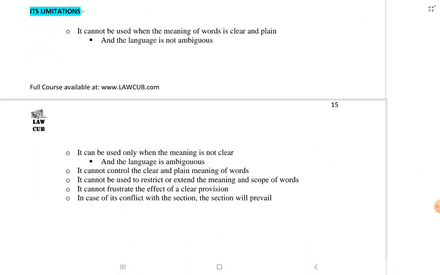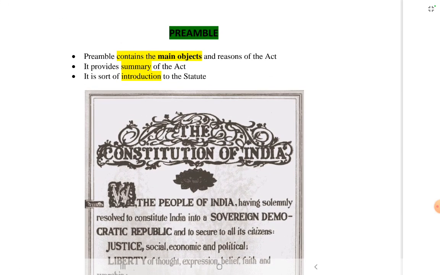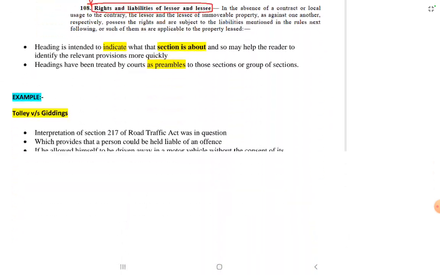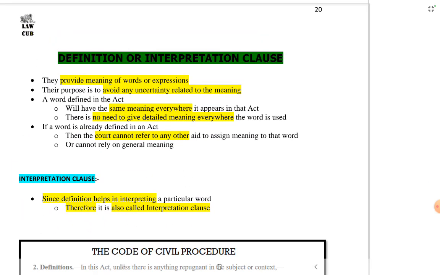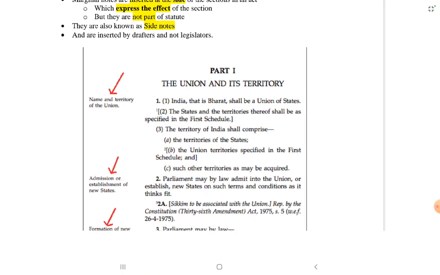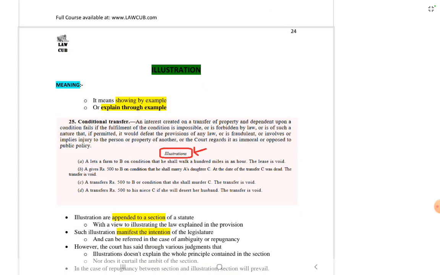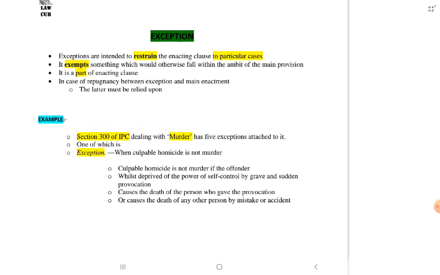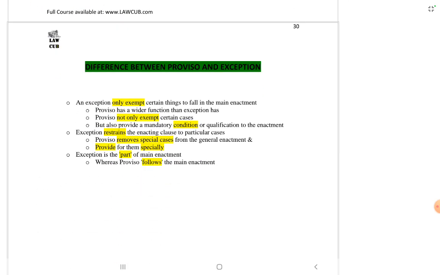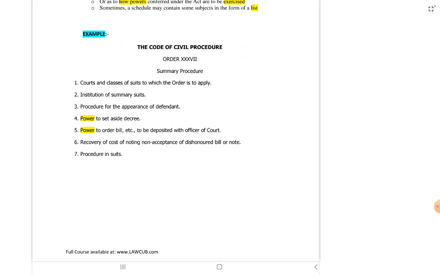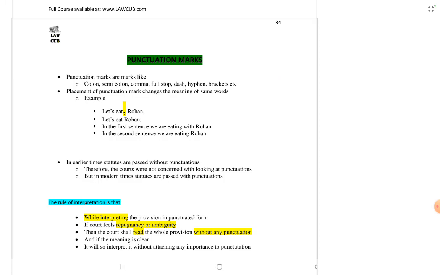It will cover all the internal aids, like title. This is title, short title, long title, its limitations. Then there you will find preamble, its usage, case law, its limitations. Then headings, definition or interpretation clause, marginal notes, illustration, explanation, proviso, exception, difference between proviso and exception, saving clause, schedules, punctuation marks.